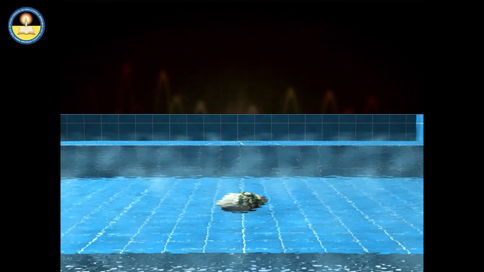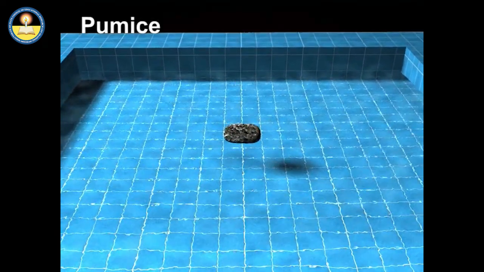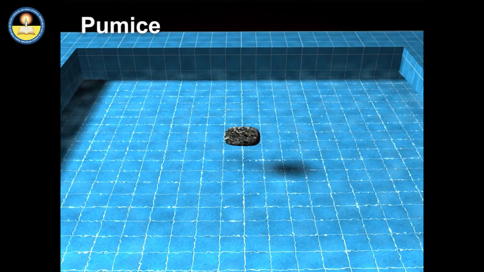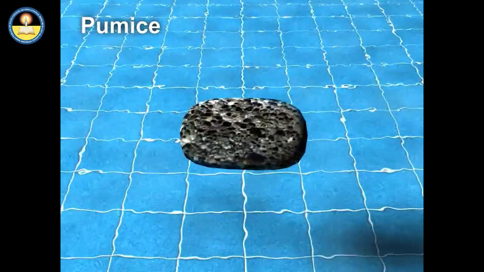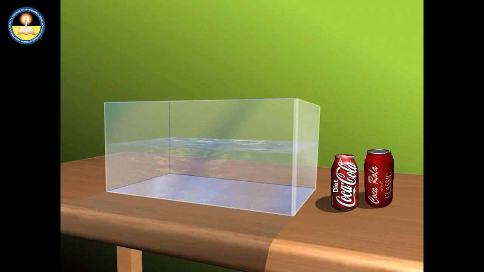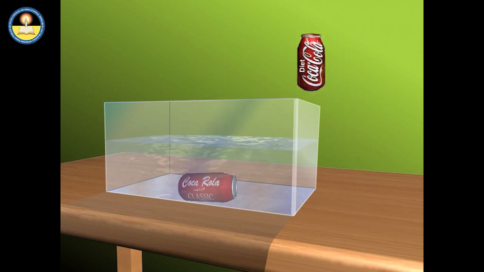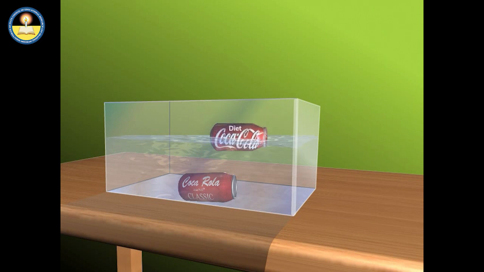Rock has more weight than the water, thereby sinks in the water. A type of stone known as pumice floats in water. Do you know why? Pumice has a large number of holes, because of which the upthrust on it becomes more than its weight. Let us see an interesting activity. A can of normal Coke sinks in water, but the can of Diet Coke floats. Because the density of normal Coke is more, while that of Diet Coke is less than the water.